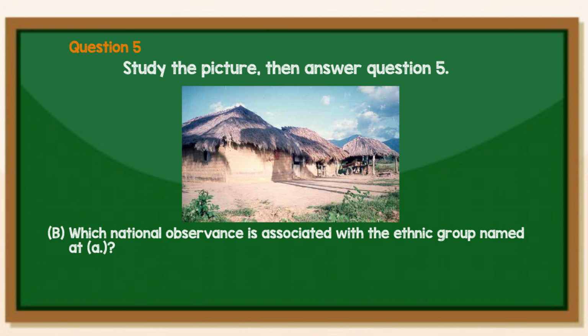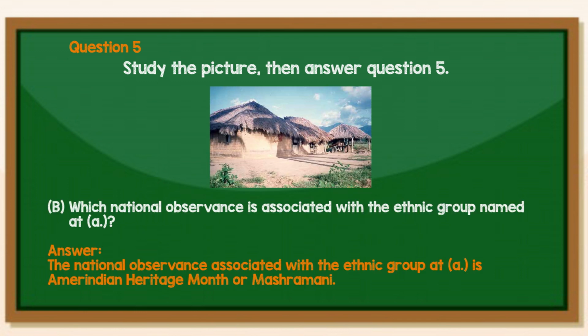Which national observance is associated with the ethnic group at A? So, boys and girls, if you have written Amerindians, then one national observance that is associated with that ethnic group is Amerindian Heritage Month or Indigenous Heritage Month, or if you have written Mashramani Day. Yes, boys and girls, those are national observances that are associated with the ethnic group, the Amerindians.